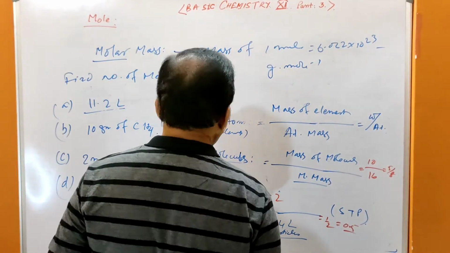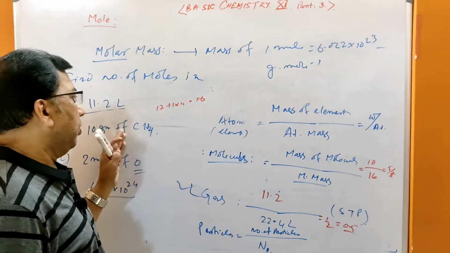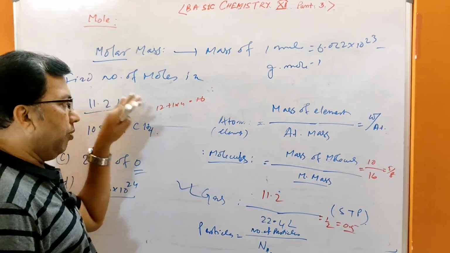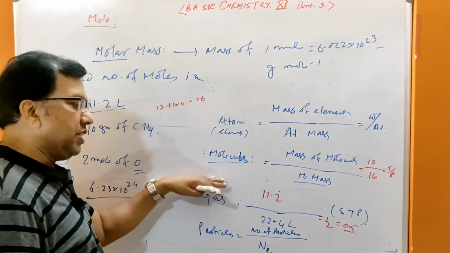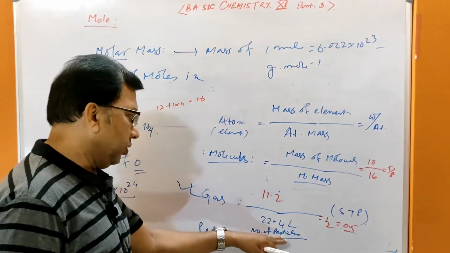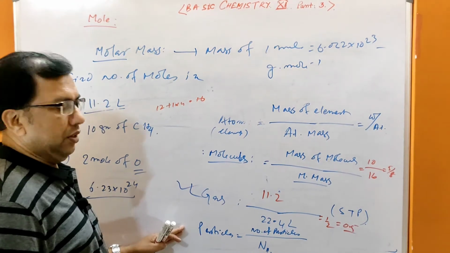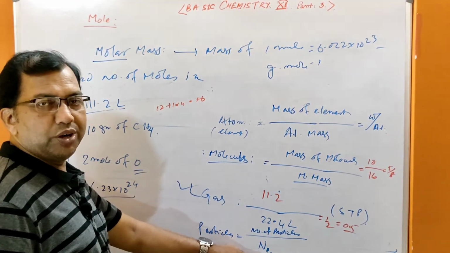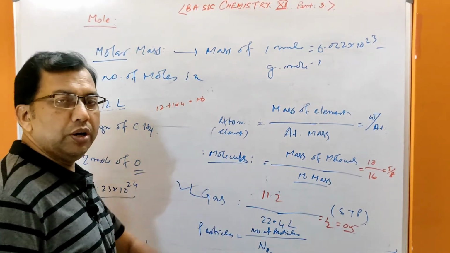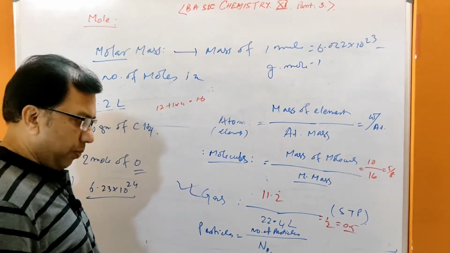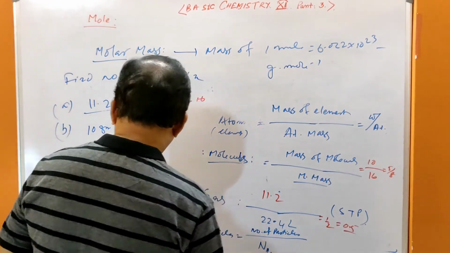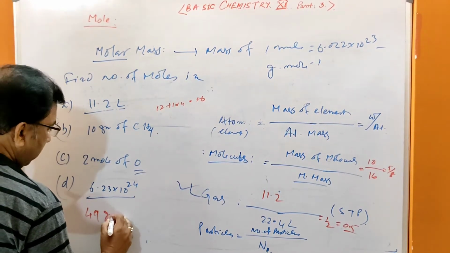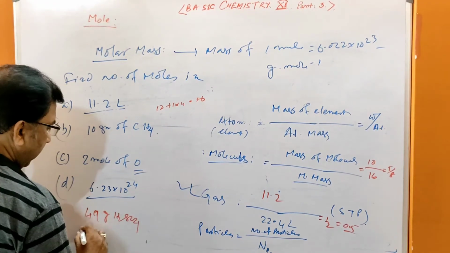Just put the value that is given. You have to first thoroughly check what they want: number of atoms or molecules, or gas volume, or particles. If particles are given, you put the value of Avogadro number, 6.02 into 10 to the power 23, calculate it, and the number will come out. Suppose 49 grams of H2SO4 is given, how many moles will it be?